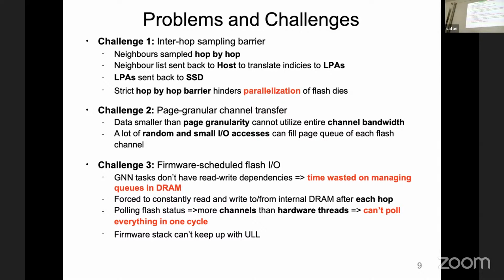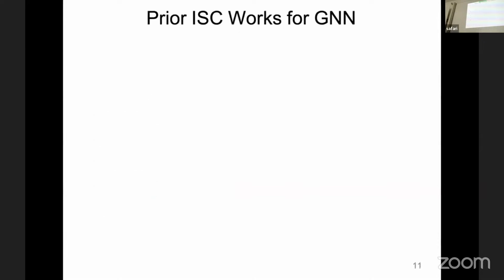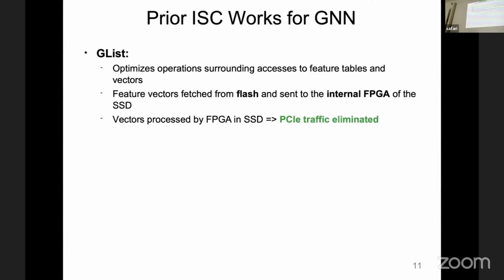And this is a problem because then we cannot keep up with ULL technology, or essentially the reduced latency of ULLs. It basically does not help us. Which is why they propose GNN. First of all, they use other previous ISC works from previous papers to build up from there. The first key idea is to use glist, which is there to help us compute the feature vectors. What they essentially do is embed an FPGA fabric inside of the SSD, which does the feature aggregation and computation. What they do with that is basically to eliminate PCIe traffic.